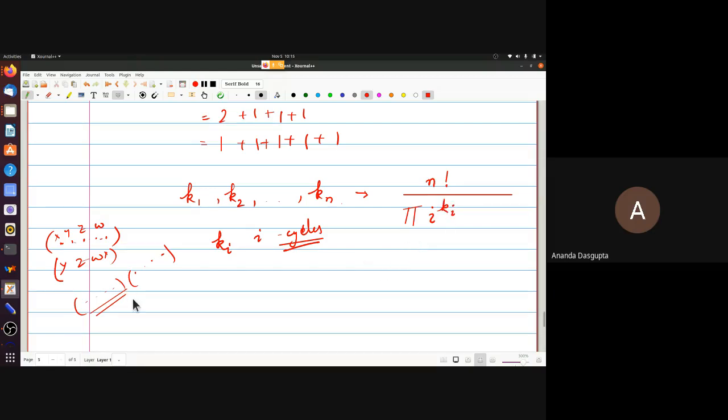But in addition, if you were to permute these cycles among each other, that will also not change anything. It doesn't matter whether you write a cycle ahead or below, before or after, you get the same result. So in addition, there's a k_i factorial. So this is the general formula. You have to take the product of all i from 1 to n and divide by this factor.